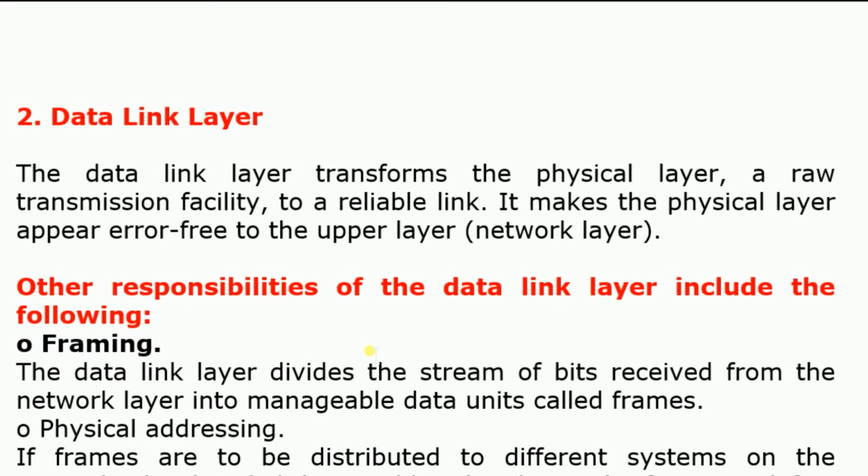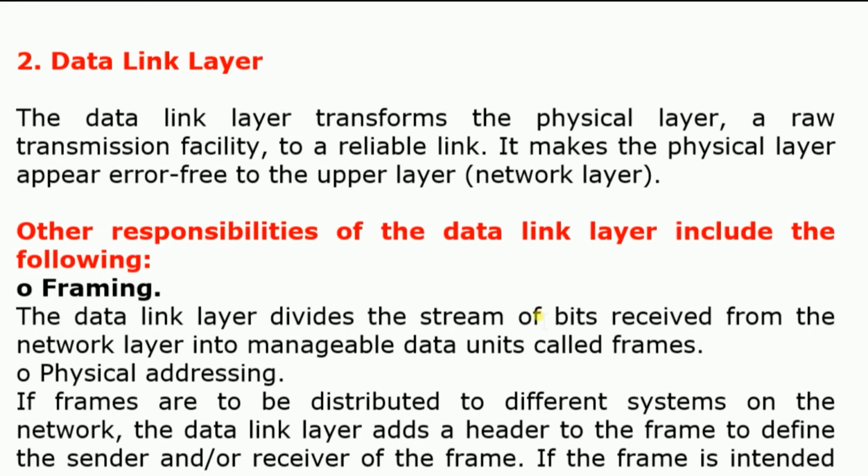Second one, data link layer. The data link layer transforms the physical layer, a raw transmission facility, into a reliable link. It makes the physical layer appear error-free to the upper layer, that is the network layer. That means above the physical layer there is the data link layer, above that the network layer. When the data transmission happens, the data must be error free, and the data link layer checks that.